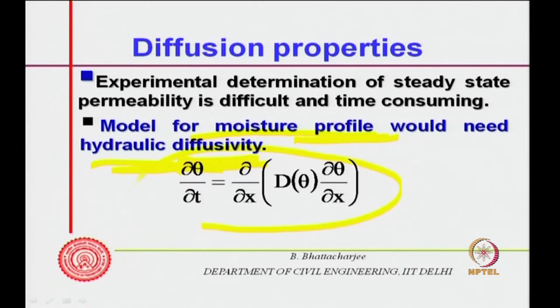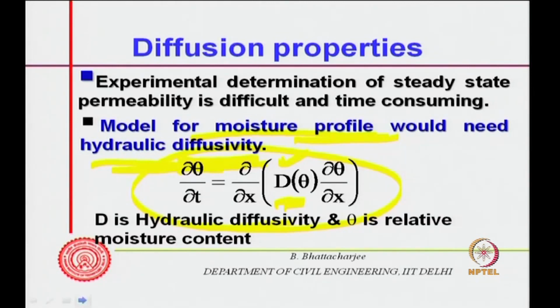and the equation that governs this liquid water flow, or a similar equation governs even vapor flow, is called the Richards equation, right. D(theta) is a function of the degree of saturation itself. This comes from extended Darcy's law. I am trying to tell you only the importance of this rather than permeability, if you want to numerically model the flow, or moisture ingress, into a material like concrete. So, for hydraulic diffusivity, theta is relative moisture content. So, you see diffusion properties are important.